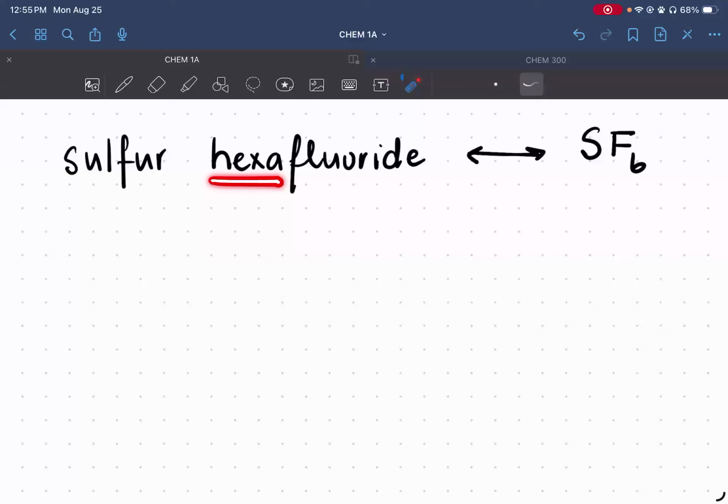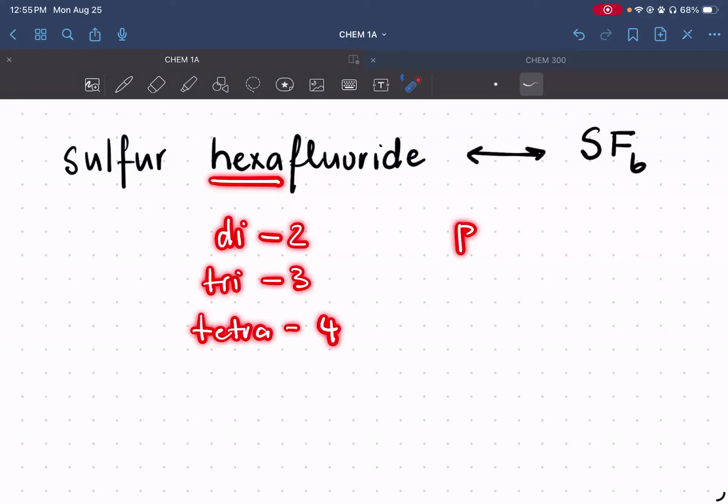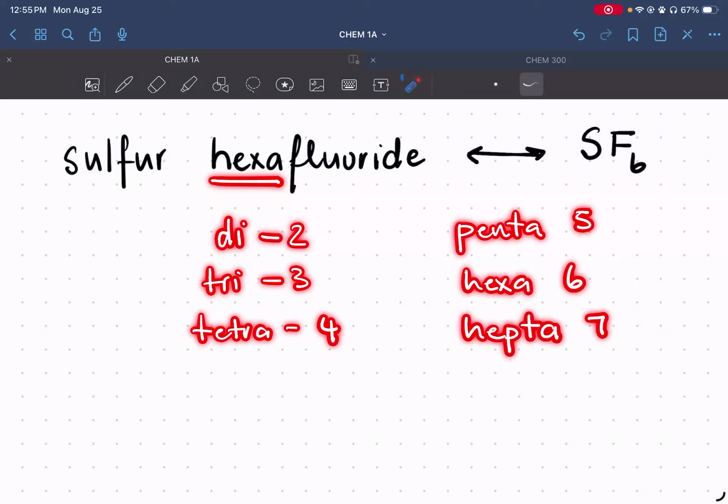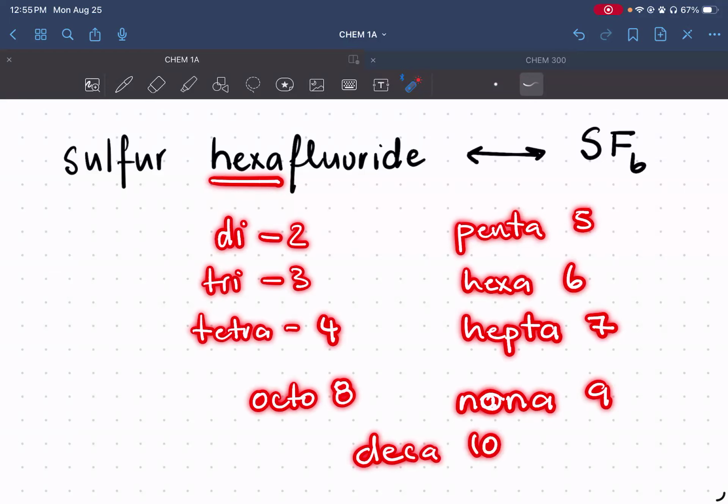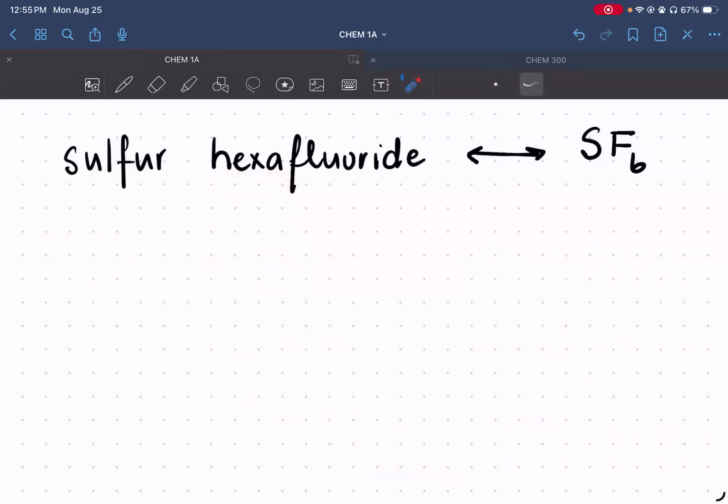So you do need to know your Greek prefixes. So we have di for 2, tri for 3, tetra for 4, penta for 5, hexa for 6, hepta for 7, octo for 8, nona, I believe, for 9, and deca for 10. Mono is 1, of course, but we typically just don't write this because it's implied to be 1.